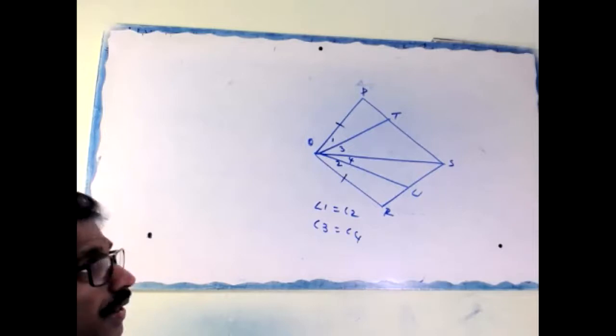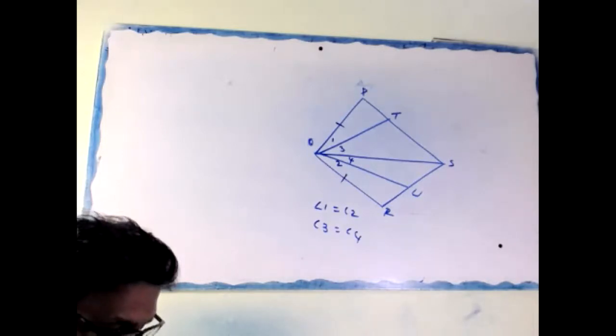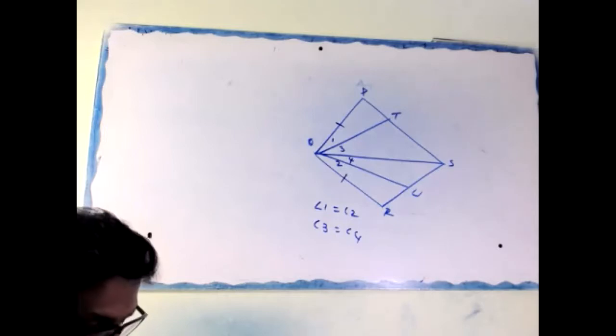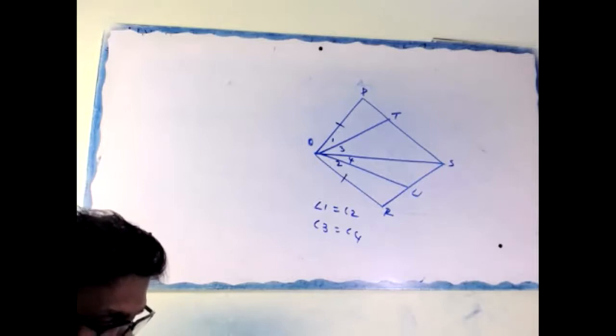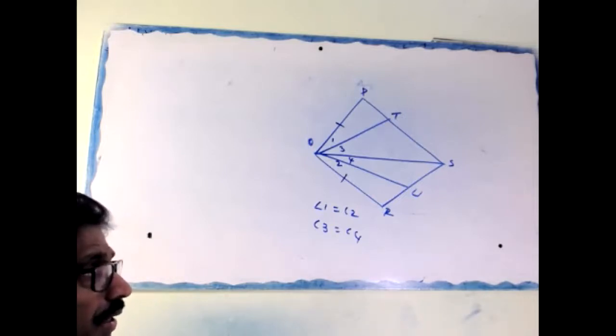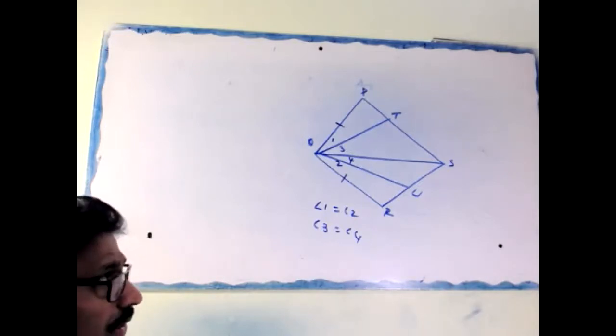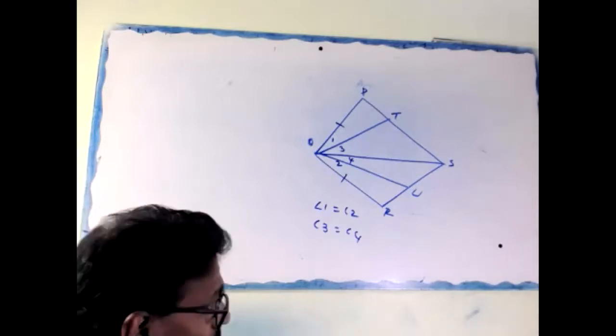Listen once again. PQRS is a quadrilateral, and T and U are respectively on PS and RS, such that PQ equal to QR. Angle PQT equal to angle RQU. Then angle TQS equal to angle UQS. Show that QT equal to QU.